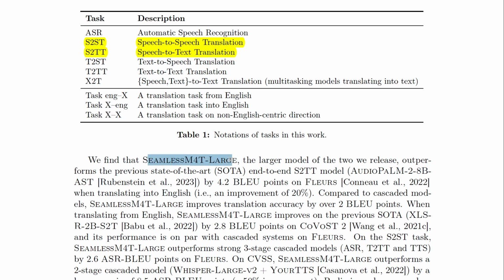SeamlessM4T Large, the larger model of the two releases, outperformed the previous state-of-the-art S2ST model, or AudioPaLM-2 8B, by a remarkable 4.2 BLEU points when translating into English. Compared to cascaded models, SeamlessM4T Large boosts translation accuracy by more than 2 BLEU points. When translating from English, it surpasses the previous state-of-the-art XLS-R 2B S2T by 2.8 BLEU points on CoVoST 2.